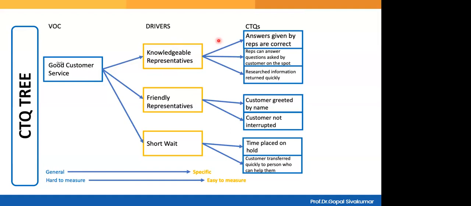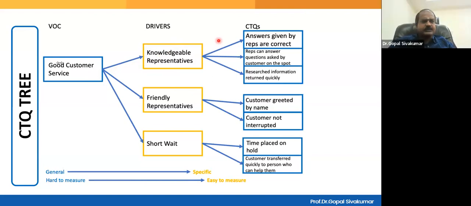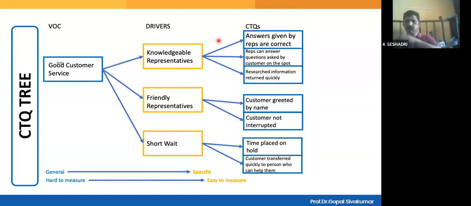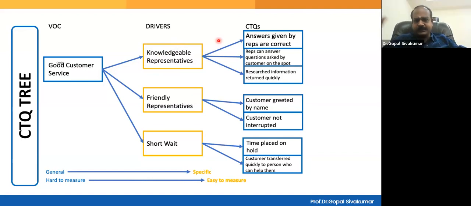Earlier, it was just one word. I asked the customer, what's the problem? Customer says, service is bad. But what's bad? Now he is throwing some light. Representatives are not knowledgeable. Representatives are not friendly. And they are making me wait so long.